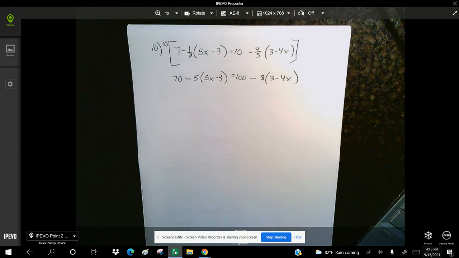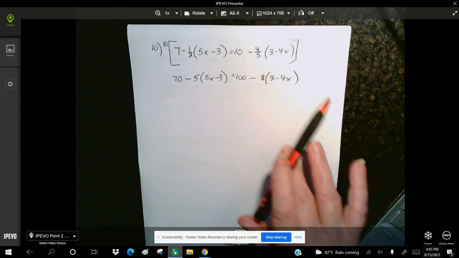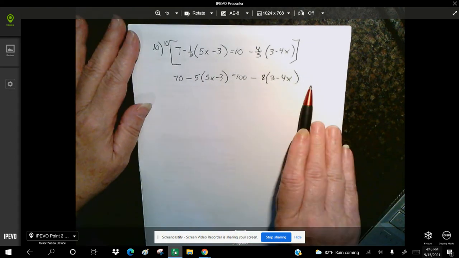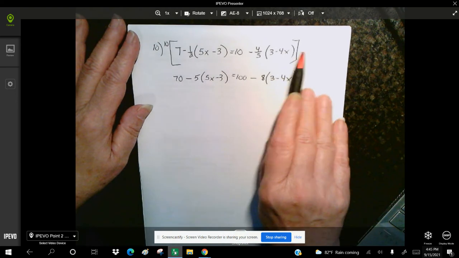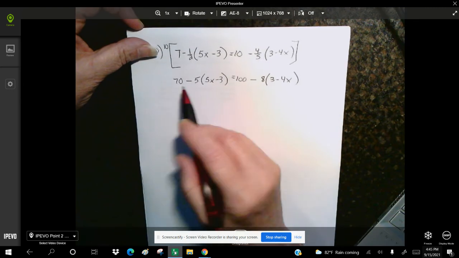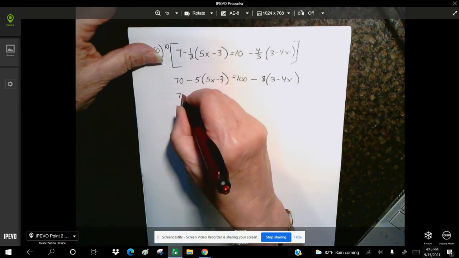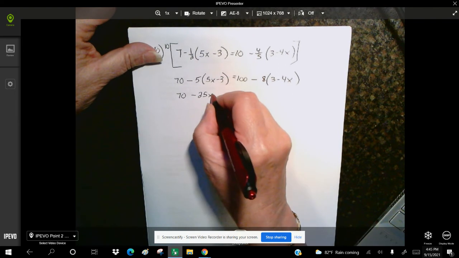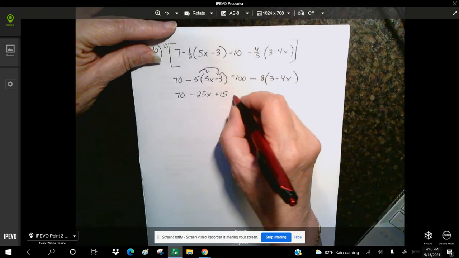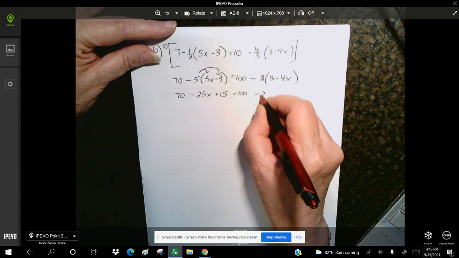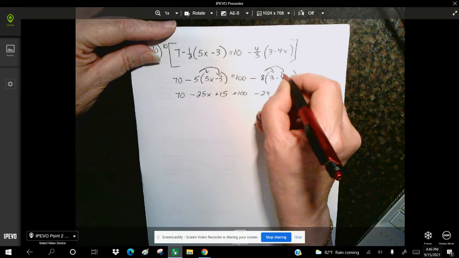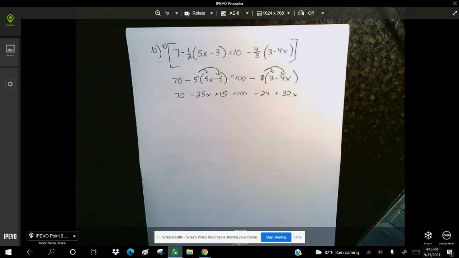All right. So now what you're going to do is distribute your terms, and now you just have no fractions. If you have fractions at this step, you've done something wrong here. You either multiplied wrong or you didn't use the greatest common denominator. So now let's say 70 minus 25x plus 15. All I did here was distribute those, equals 100 minus 24 plus 32x. Again, all I did here was distribute those, remembering that a negative times a negative is a positive.